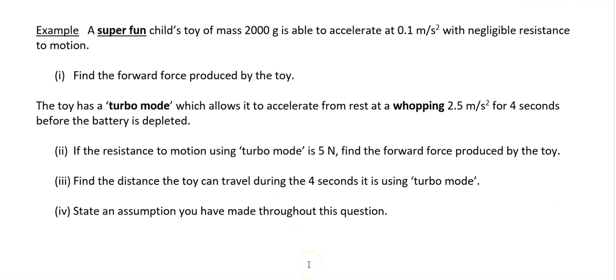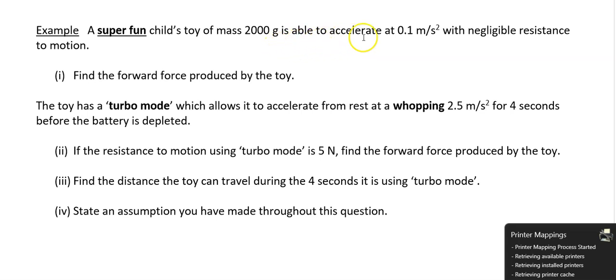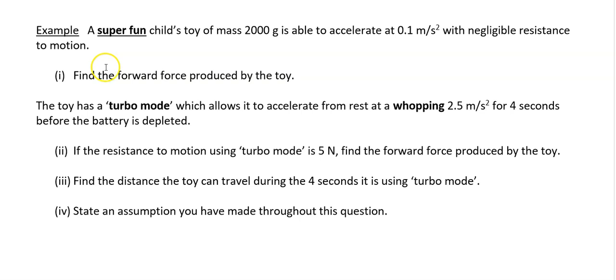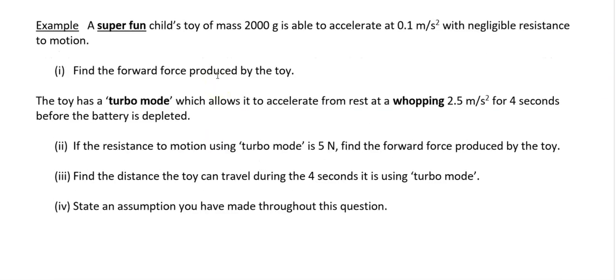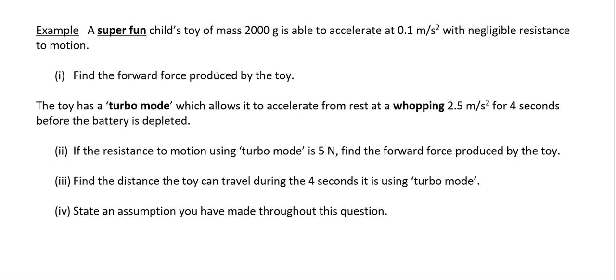Okay, next example says a super fun child's toy of mass 2,000 grams is able to accelerate at 0.1 meters per second squared with negligible resistance to motion. Find the forward force produced by the toy. Okay, we're going to jump into part 1 first, and then we'll come back and look at the rest of the question. So let's get our diagram drawn first, and then I can scroll down.